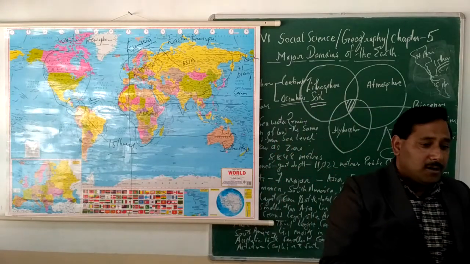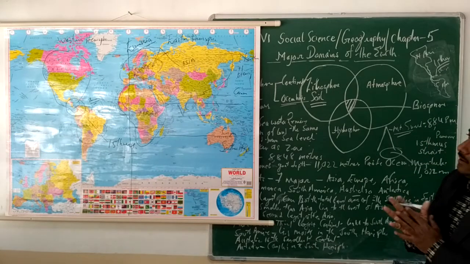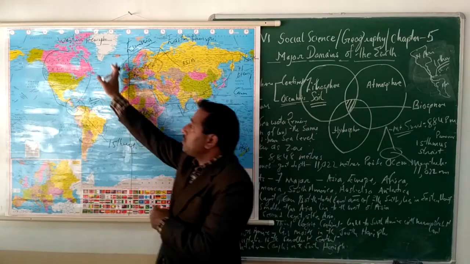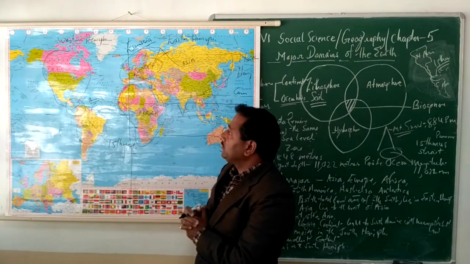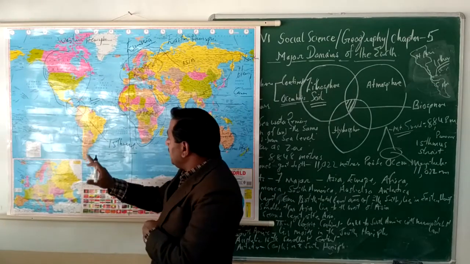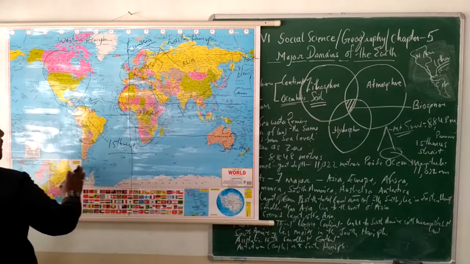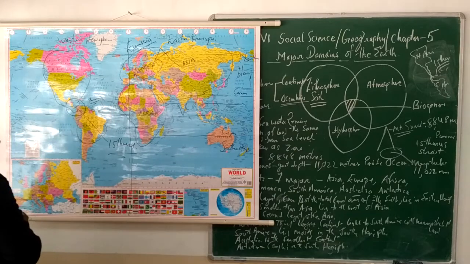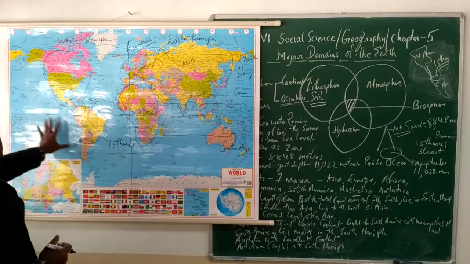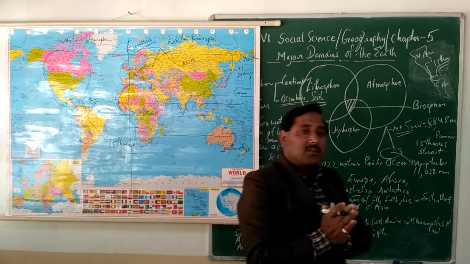So this is about North America, and three oceans surround this continent. If you look carefully, North America is surrounded by three oceans: the North Atlantic Ocean, the North Pacific Ocean, and, to the north, part of the Arctic Ocean. So from three sides it is bounded by ocean water bodies. So this was about North America.